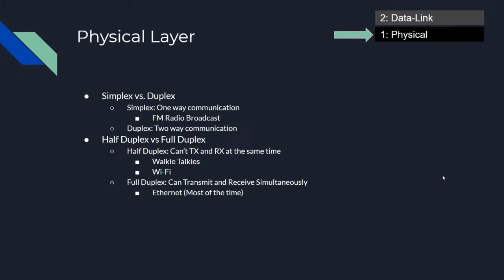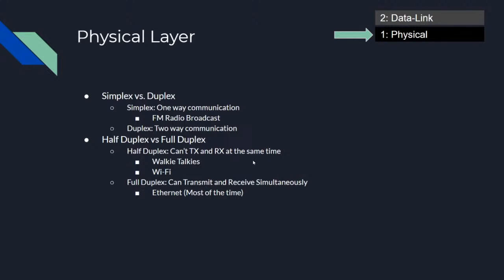A few concepts you need to understand with the physical layer are simplex versus duplex. Simplex means one-way communication. This is useful if you don't need to send anything back, like an FM radio broadcast, where you're just blasting tunes onto radio waves. But then there's duplex, which is two-way communication, which is usually more useful if you want to hold a conversation or something like that. And with duplex, there is half duplex, and then there's full duplex.